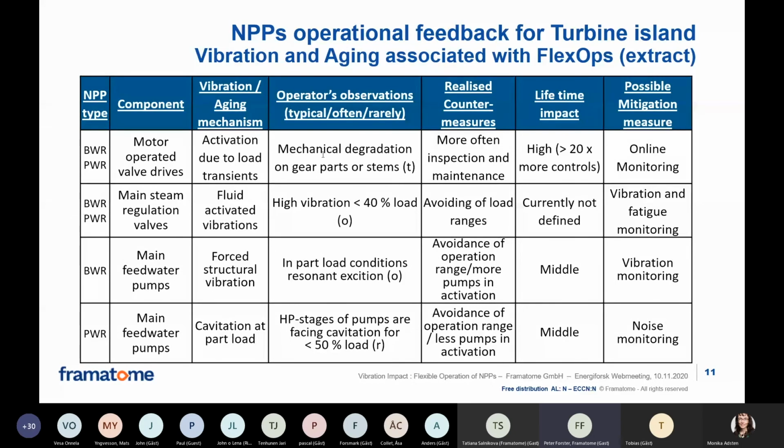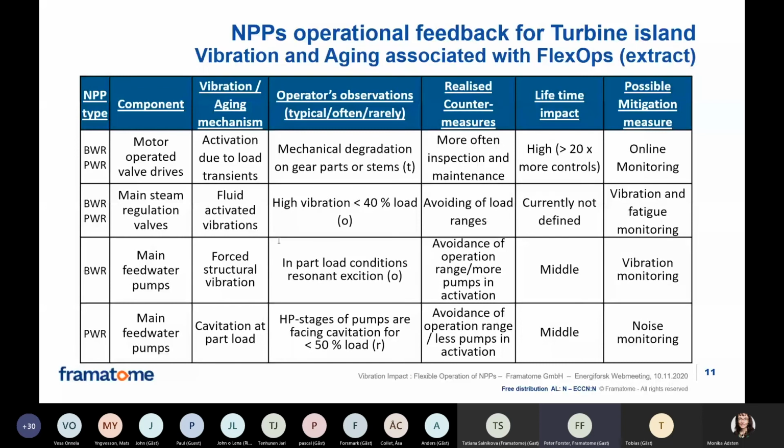So the second row is on main steam regulation valves, where fluid activated vibration occurs, especially at low load operations smaller than 40%. Very high vibration has often been observed. The operator tried to avoid these load ranges, but fortunately the lifetime impact is not seen as very high at the moment, but it is monitored quite closely, and also vibration and fatigue monitoring are further possible mitigation measures. So the third row is on main feedwater pumps.